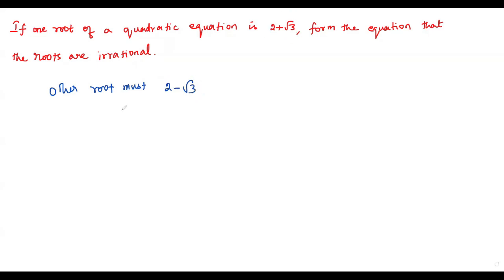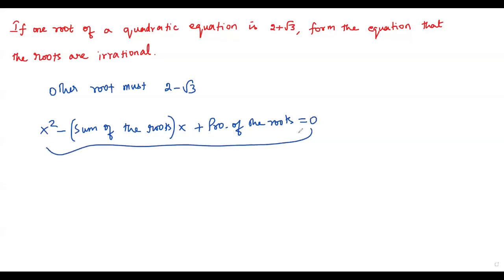Okay, now we have to use a formula to form a quadratic equation when the two roots are given. Let me write the formula, that is x² - (sum of the roots)x + (product of the roots) = 0. We can use this formula to form the equation.